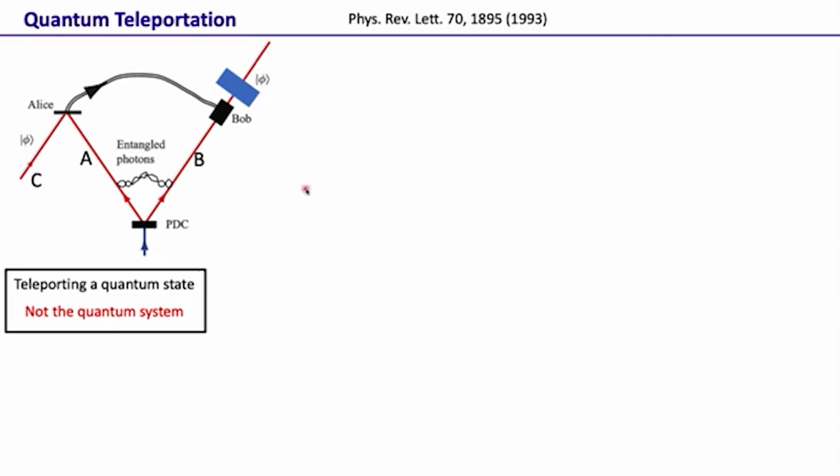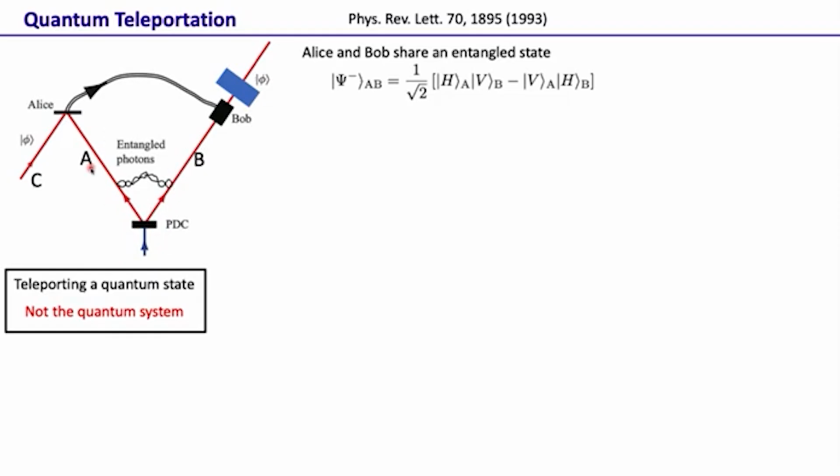Okay, so with that, let's start with the teleportation protocol. Here we have Alice and Bob sharing an entangled state, and here we are showing PDC. Maybe that's just one example of where these photons can come from. So Alice and Bob share this particular polarization entangled state, HV minus VH. That is the psi minus.